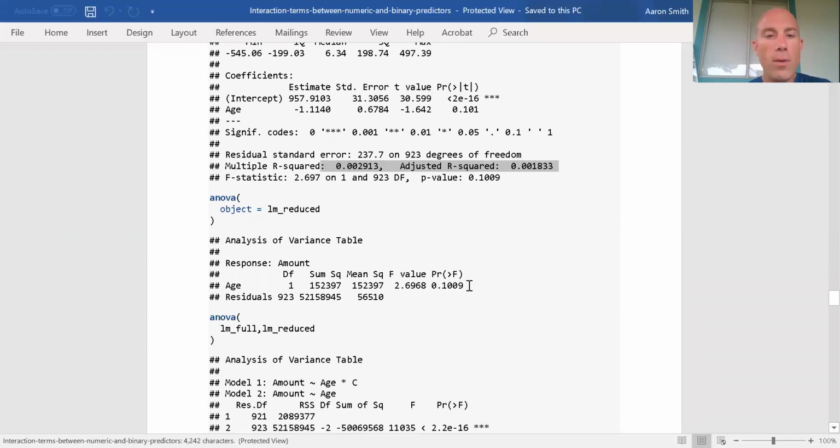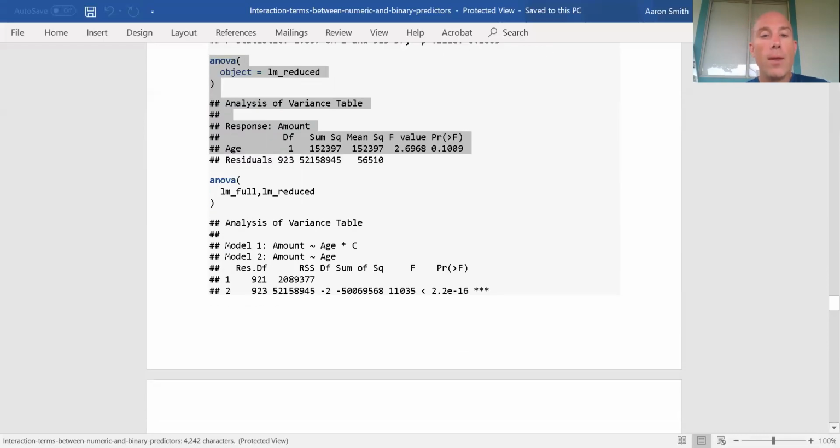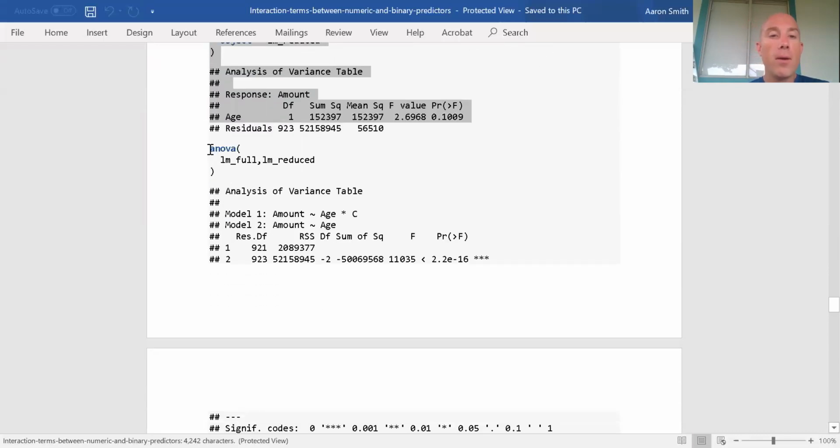And our Anova, if I do Anova just on the reduced model, so here I'm comparing the reduced model to just the average. It concludes that just the sample average is just as good as including age by itself without the categorical predictor. Now, if I run Anova comparing the full model to the reduced model, it goes, whoa, there's a difference. There's a difference in these two models.